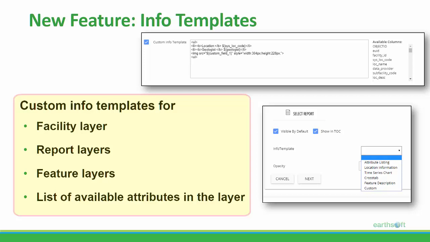What I want to look at is the location, the geologist for that location, and the image of that location, which I'm pulling from DT location custom field 1. Right below it is the image of setting up something similar for a report layer, or you can do it for a feature layer. And you have 5 options for report layers for your info templates. That is the attribute listing, the location information, time series chart, and the new one that we have is the custom option.